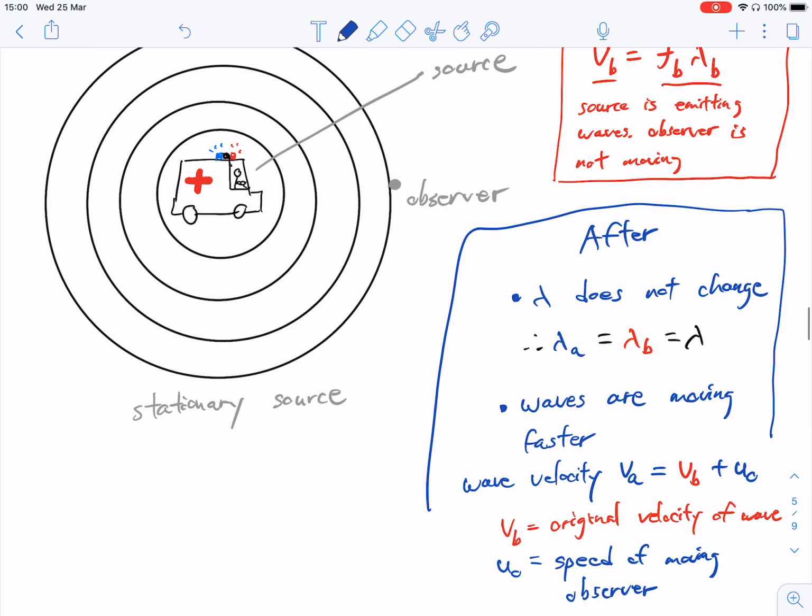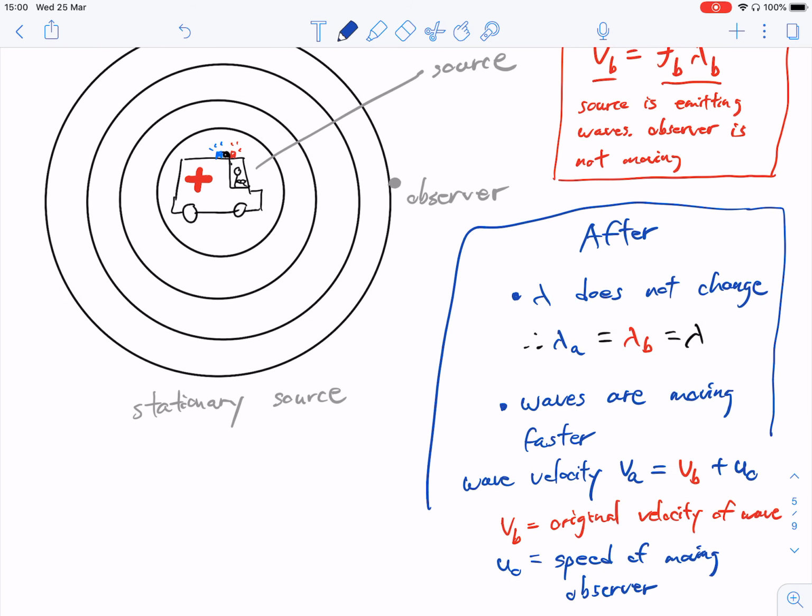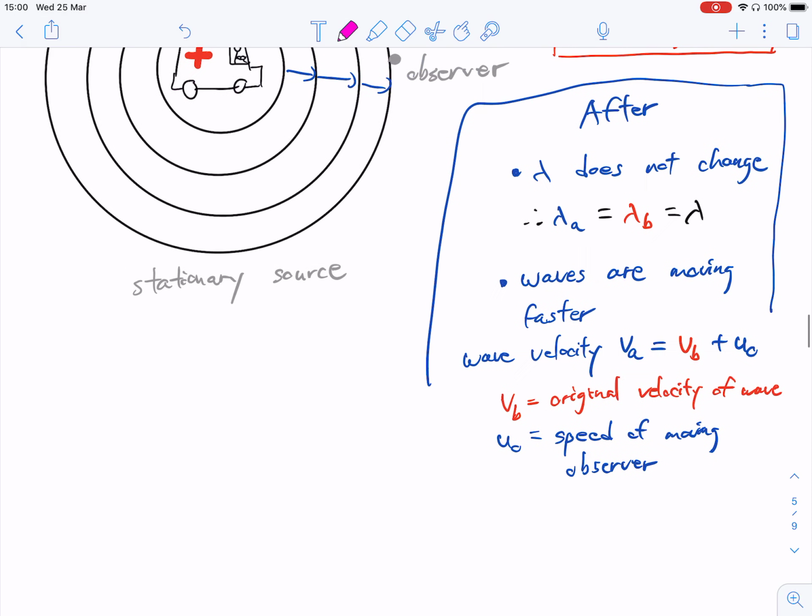So afterwards, we know that the wavelength doesn't change. This wavelength will always remain the same, right? Because the source isn't actually moving. The wavelength will stay constant. But what happens is as the observer moves into it, it's speeding up the waves. And so as a result of that, the wave velocity is going to change.